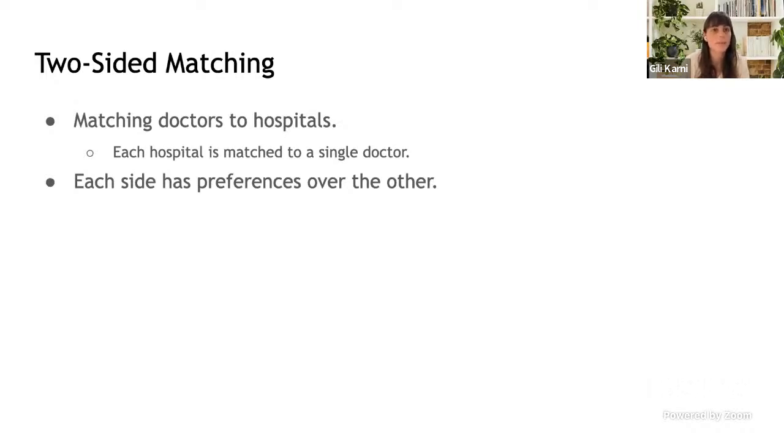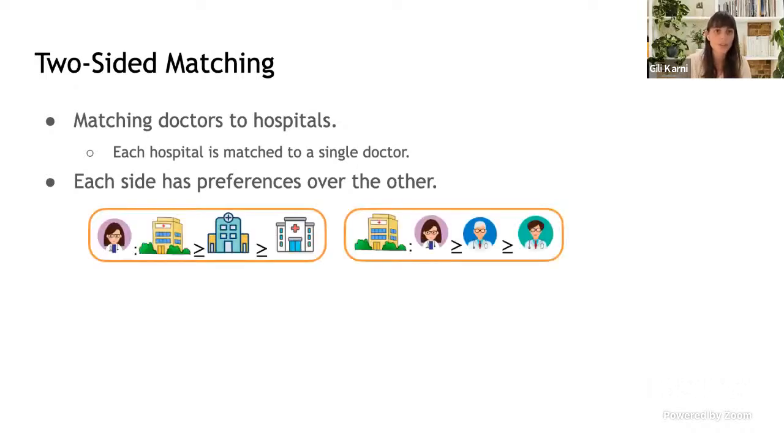As the running example, we consider the allocation of doctors to hospitals for residency, where each hospital is matched to a single doctor. Each doctor has a preference over the hospitals, and each hospital has a preference over the doctors. For instance, for this doctor, the preference is the yellow hospital, then the blue hospital, and then the white hospital. Similarly, the yellow hospital has preferences over the doctors. We call this type of preferences ordinal preferences, and the goal is to find a matching that is stable.